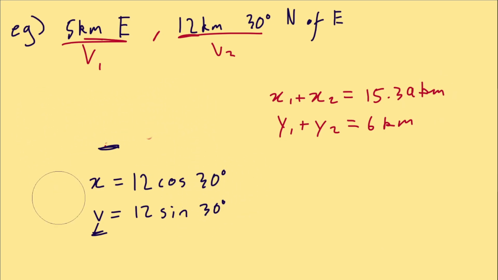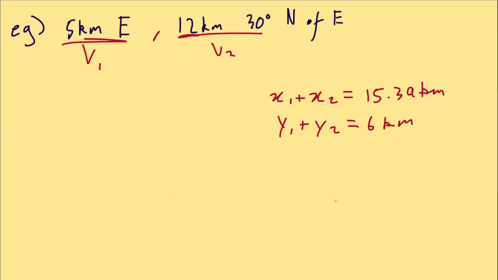We can go ahead and use Pythagoras, but I want to show you what this looks like on a graph, because in a test, you might be asked to graph out vectors as well. Now 5 kilometers east, that can be like this. And then 12 kilometers, 30 degrees north of east. What does that mean? North of east means you start going north and then you tilt 30 degrees to the east. So it looks something like that. And the 30 degrees would be here.